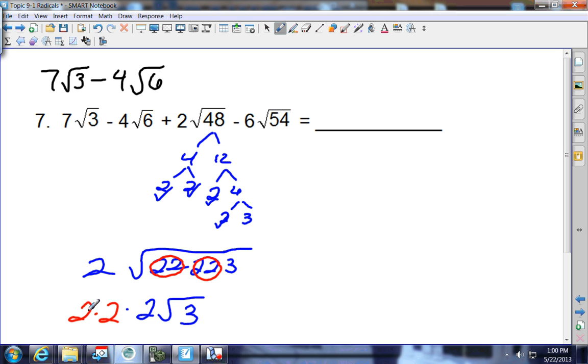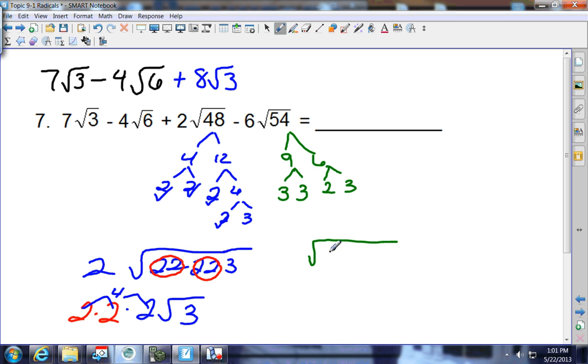Wait. Your question. Let me finish this, and then I can answer your question because I'm trying. 2 times 2 is 4. 4 times 2 is 8. So this becomes 8 square root of 3. Now we have to break apart the 54. 9 and 6 will work. And 9 breaks up as 3 and 3. 6 is 2 and 3. Square root. 3 times 3 times 2 times 3.